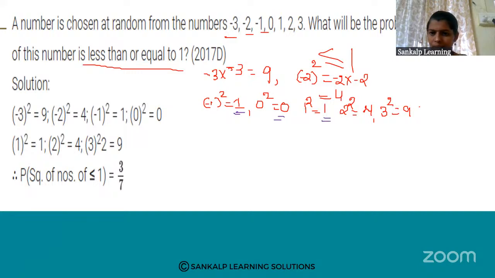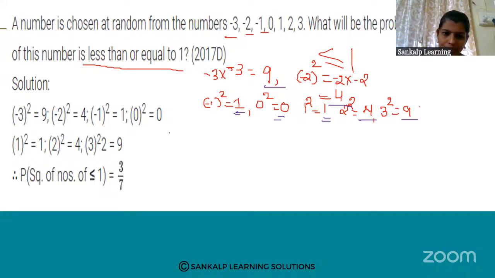In only 3 cases it is possible. So this is 9, it is greater than 1. This is also greater than 1, and it is also greater than 1. It is also greater than 1. Means in only 3 cases it is less than or equal to 1. 0 is less than 1 and 1 is equal to 1.